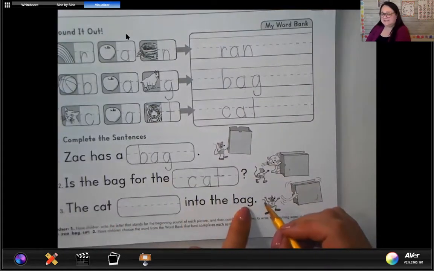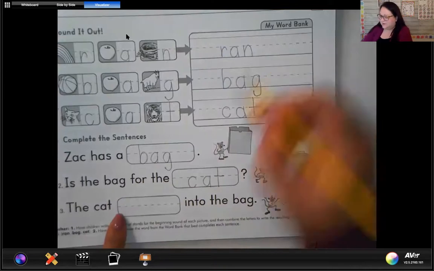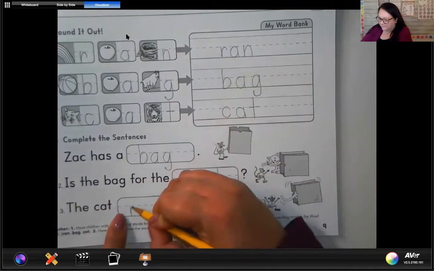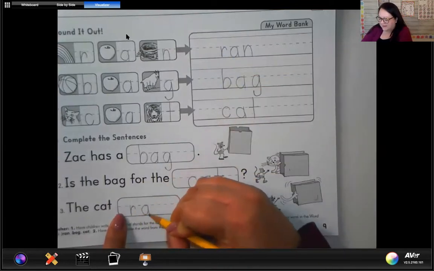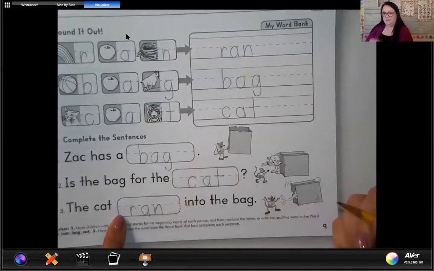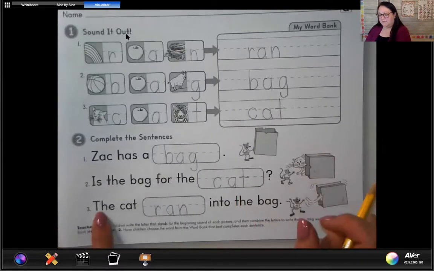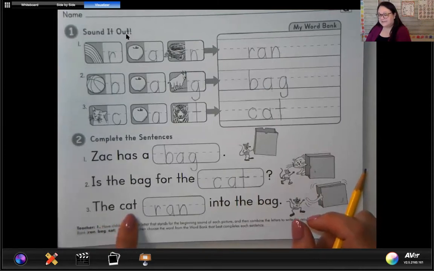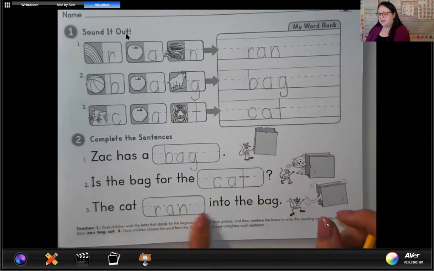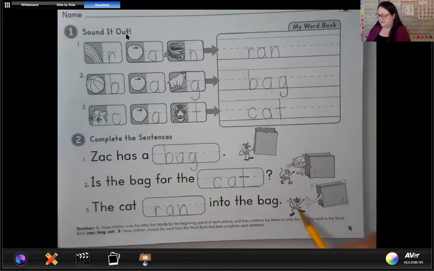The cat ran into the bag. Does that make sense? It does. So we're going to write R, A, N. Okay, and let's read that sentence again. Ready? Get your pointer finger ready. The cat ran into the bag. And you can see Zach is there and the cat ran into the bag.